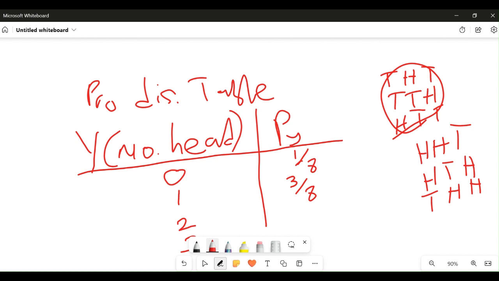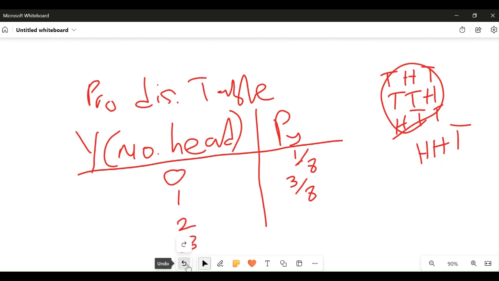We have head, head, tail. We have head, tail, head. We have tail, head, head. So there are also three possible outcomes where we have two heads. Therefore, the probability of having two heads will be 3 over 8.